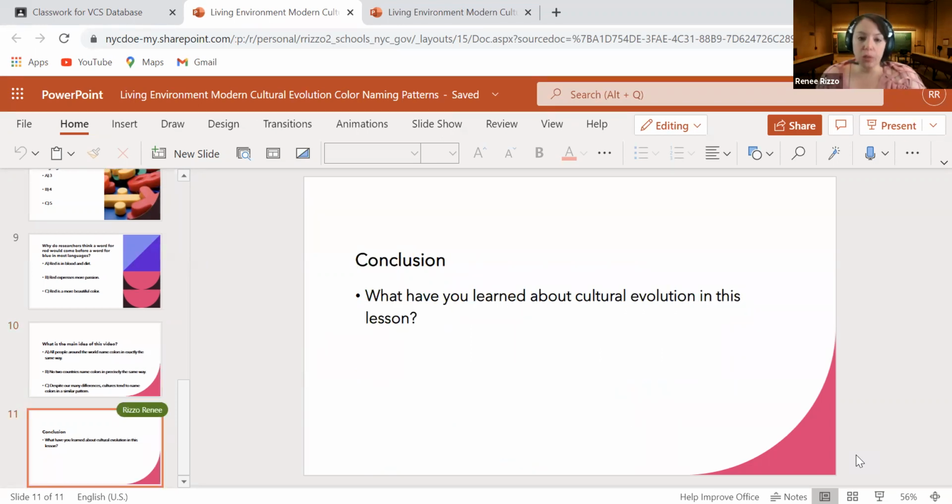So, for the conclusion discussion question of this lesson, I would talk about with your students what have you learned about cultural evolution in this lesson? And you would hope that student responses are directly tied to color naming patterns around the world and how they vary, but follow a similar order of color naming.